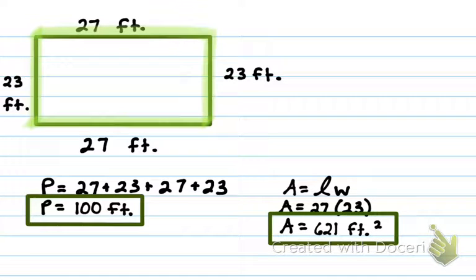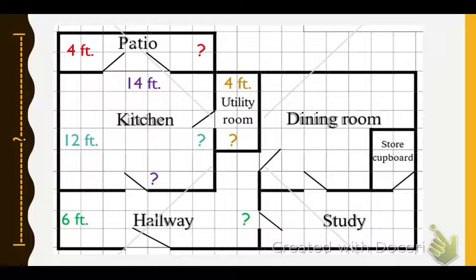Okay, so this whole project is going to be about finding perimeter and area of different rooms in the floor plan. So right now I'm going to give you kind of a fake floor plan, which is a little bit similar to what we're going to have in our project. You could see there's different rooms here. What are some of the rooms you see on this house plan, Jacoby? I see a patio, a kitchen, a hallway, utility room, a study room, a store, cupboard room, a dining room, and a hallway. All right, he told us about all the rooms.